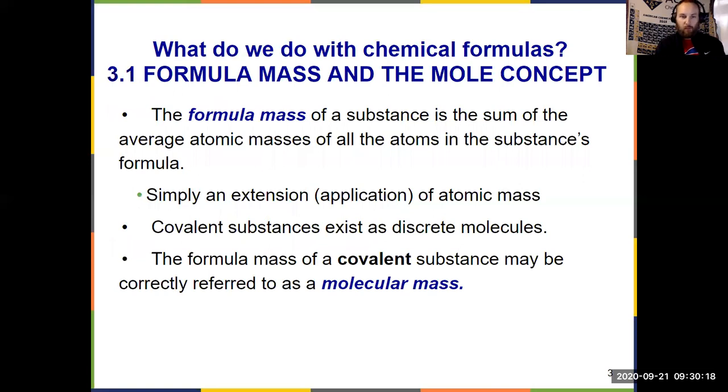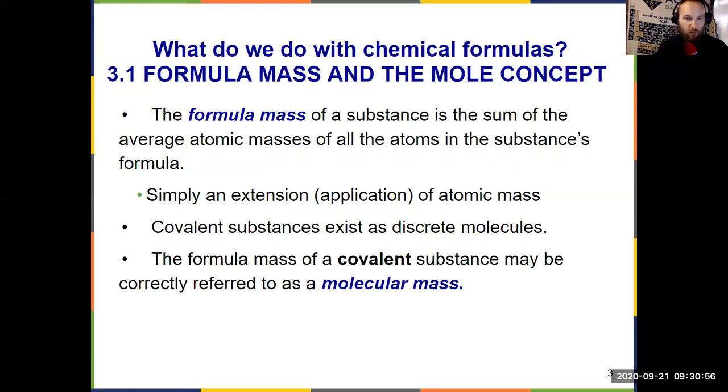So formula mass and the mole concept, addressing that question up top, what do we do with chemical formulas? Because in chapter 2, we learned how to put those formulas together in molecules and ionic compounds, right? And we learned about atomic mass units, right? And using atomic mass on the periodic table. We used it, for example, to calculate the number of neutrons. And understanding those atomic masses and the information that they give us, as you'll see, led to a lot of important discoveries on top of what we already saw from chapter 2.